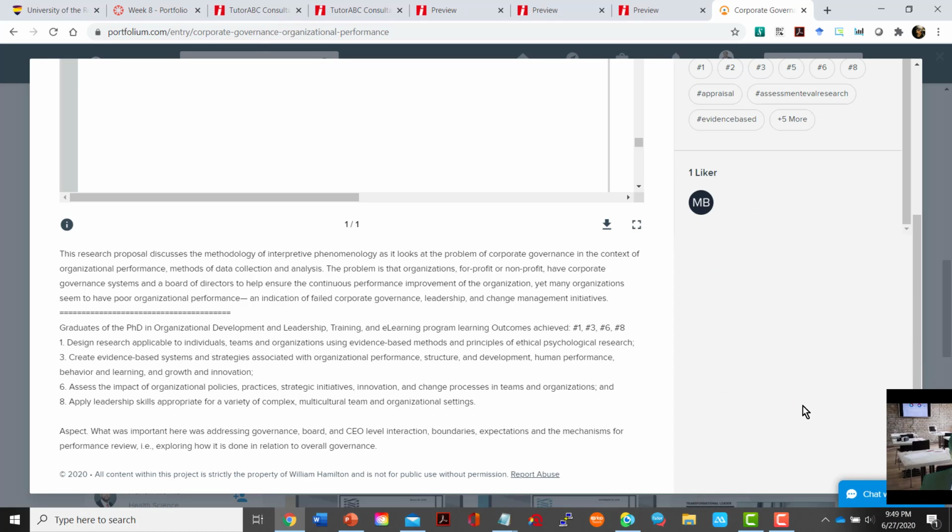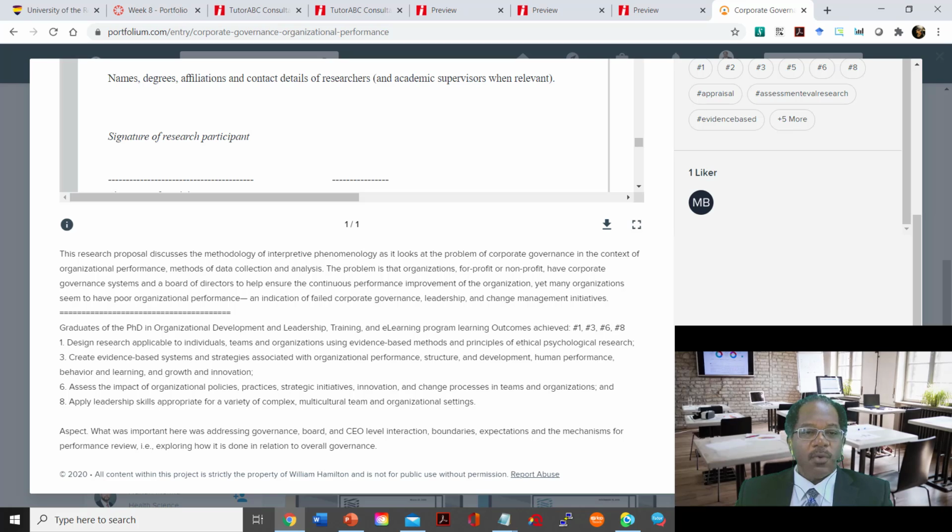Under the corporate governance and organizational performance, we have a research proposal that discusses the methodology of interpretive phenomenology. It looks at the problem of corporate governance in the context of organizational performance, methods, data collection and analysis. The problem here is that organizations, both for-profit and non-profit, have corporate governance systems and boards of directors to ensure continuous performance improvement of the organization, yet organizations still have poor performance. This is an indication of failed corporate governance. So this project explores that.